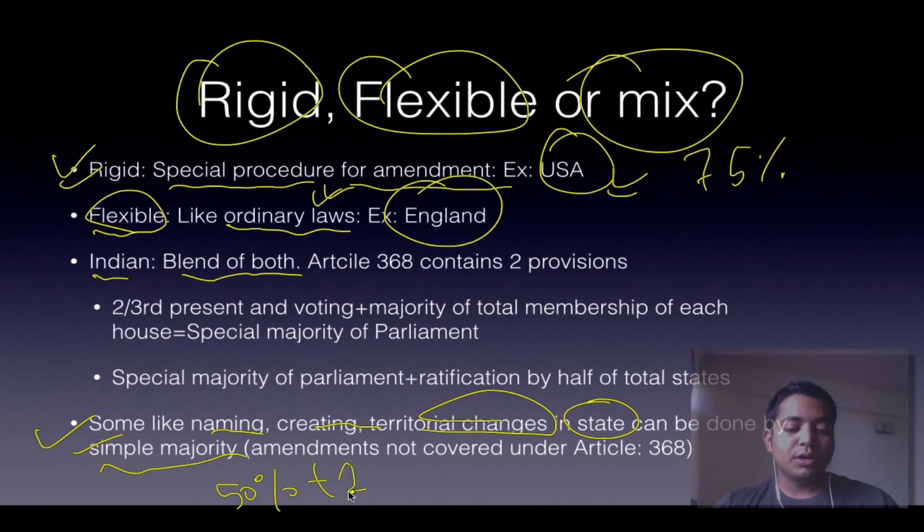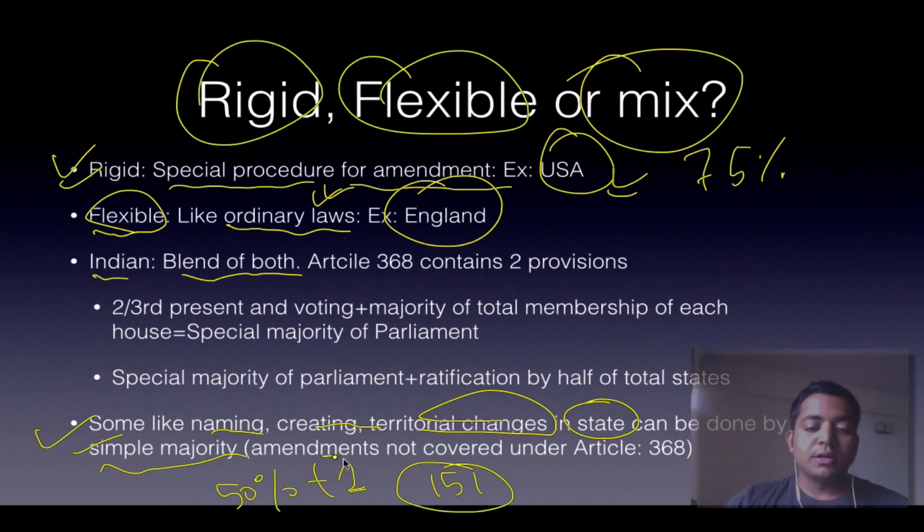Is that understood? So if there are 300 members in parliament, if 151 vote that Telangana should be created, it will be created. So these are amendments which are actually amendments to the state, but they are very simple amendments. In this sense, you are extremely flexible.